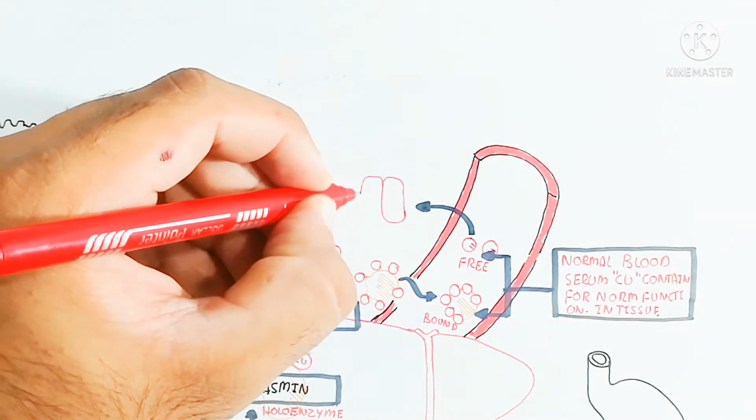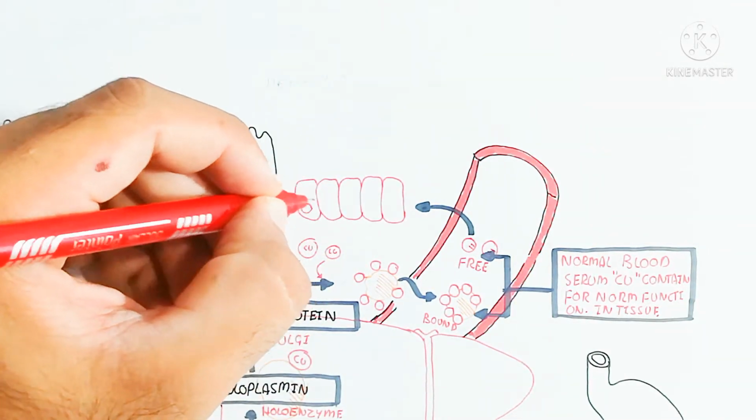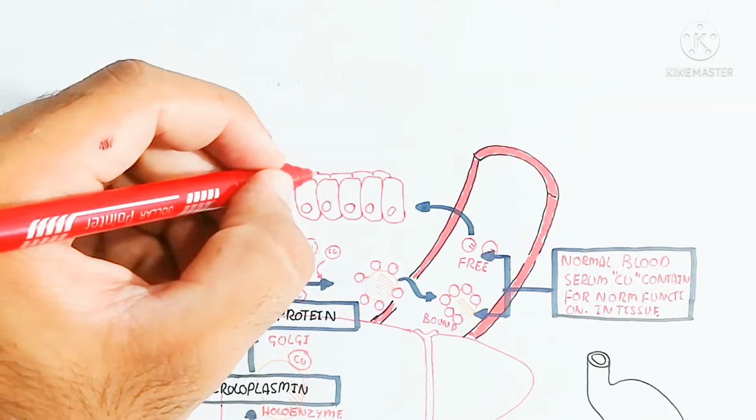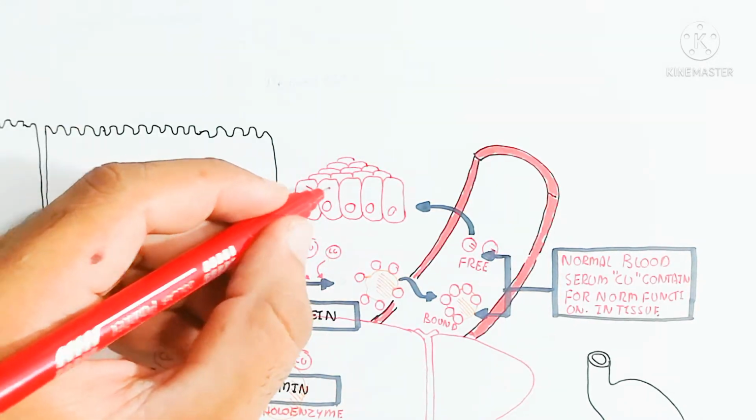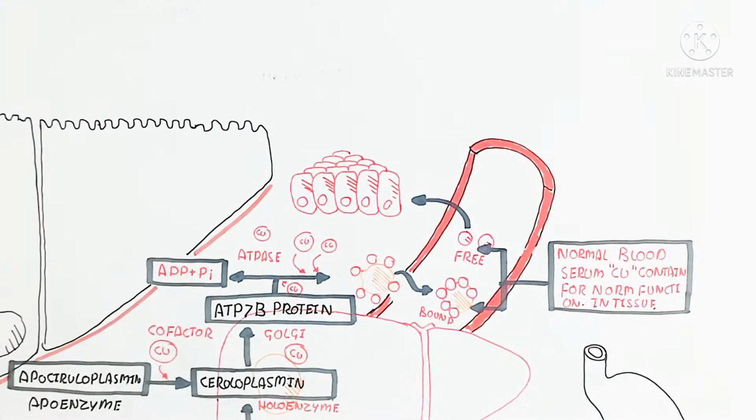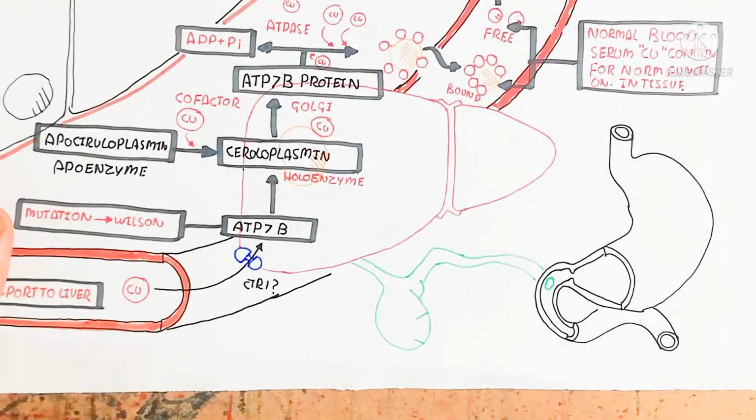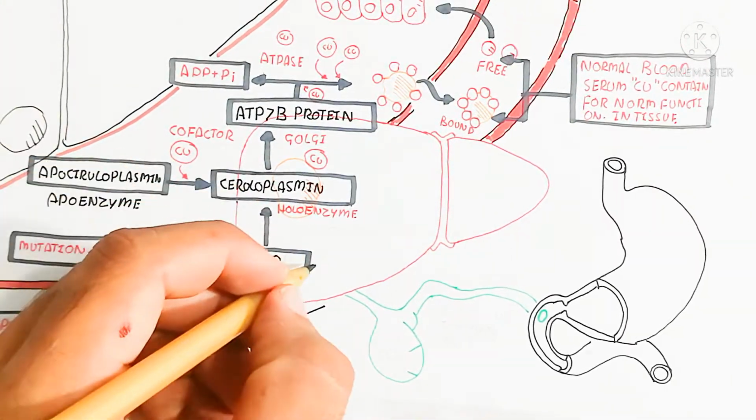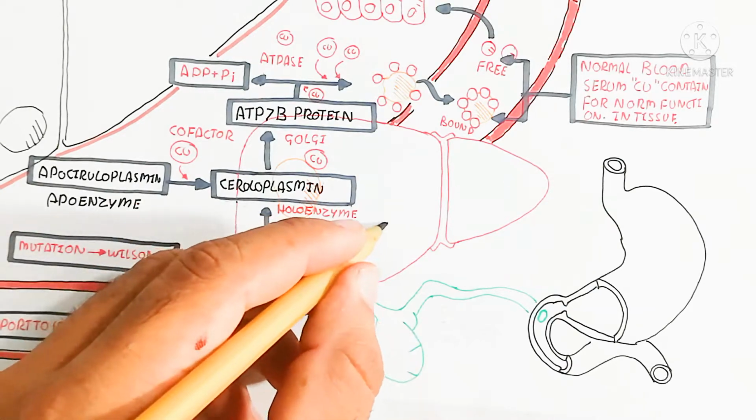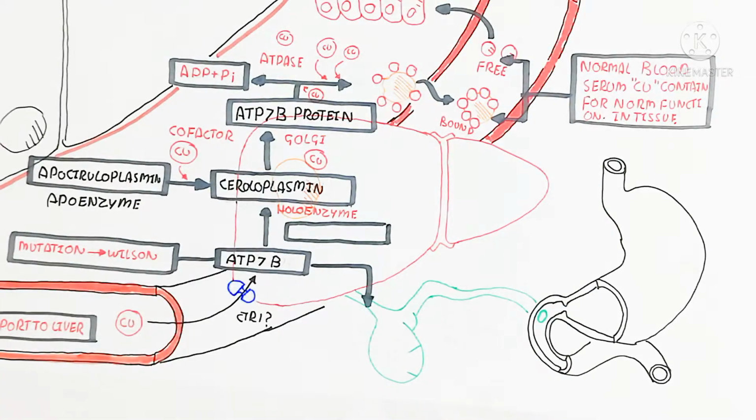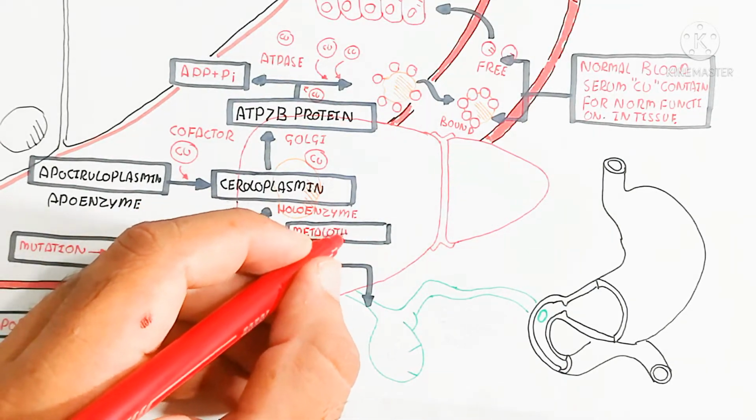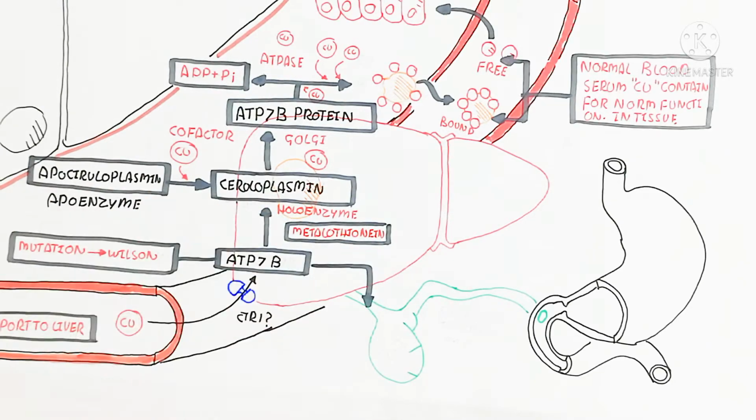So the important thing is that this copper, in its free and bound state, is donated to the tissues, where the different organs or tissues require the copper, and this copper in free or bound state will be donated to the tissues.